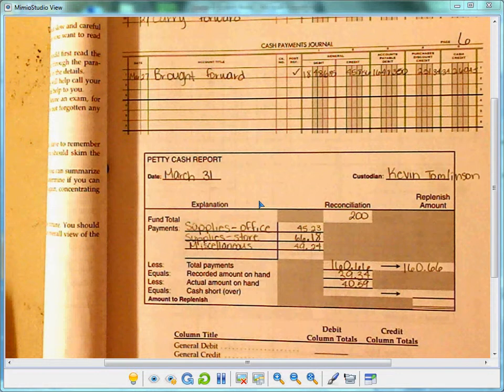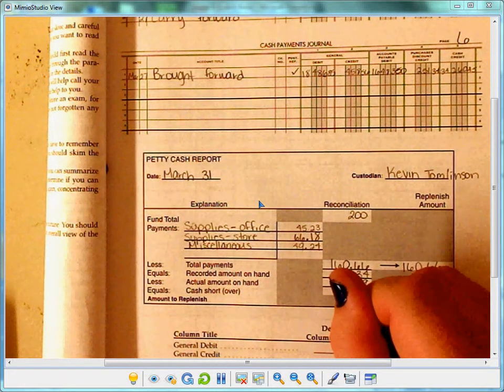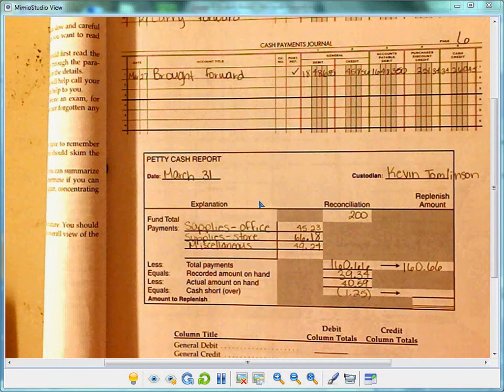Okay, so are we short or are we over? Over. In our petty cash box, we're over. Right, because we have more in our box than what we just calculated on our paper, so we're over. So what is the difference between those two? Okay, so in parentheses on that next line, you're going to put $1.25. And parentheses in accounting terms simply means subtract, or a negative number.